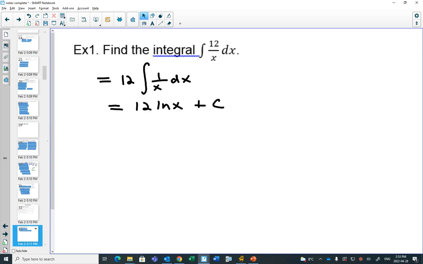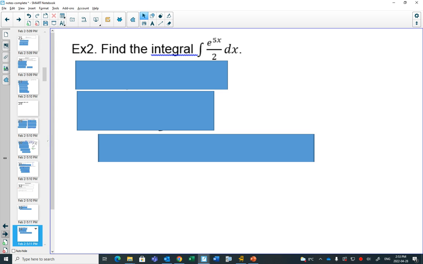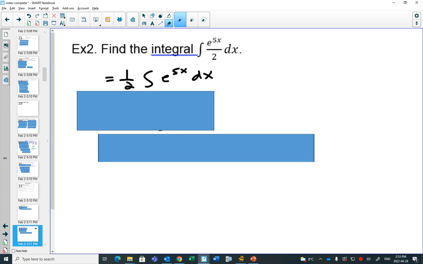Would you have to bring the 12 out in front? No. But bringing the 12 out in front might make you recognize the 1 over x even better. Would you have to bring the 1/2 out in front? No. But it just might make your life a little bit easier.